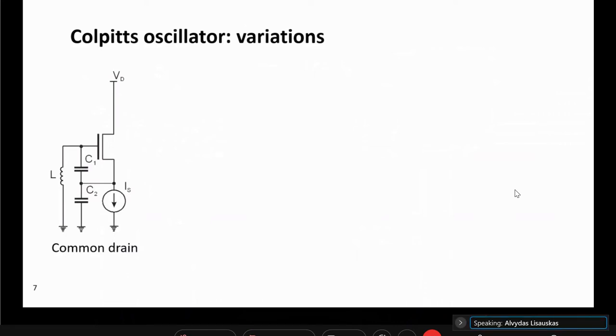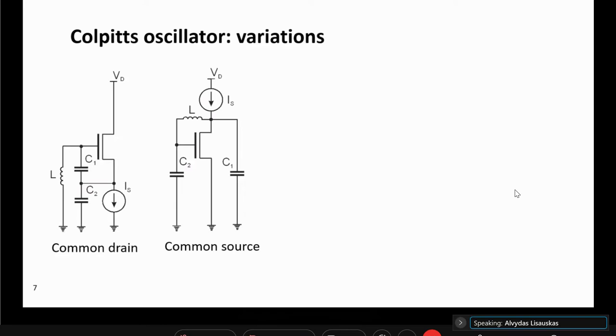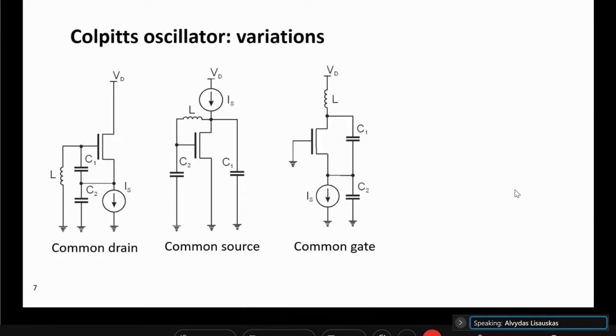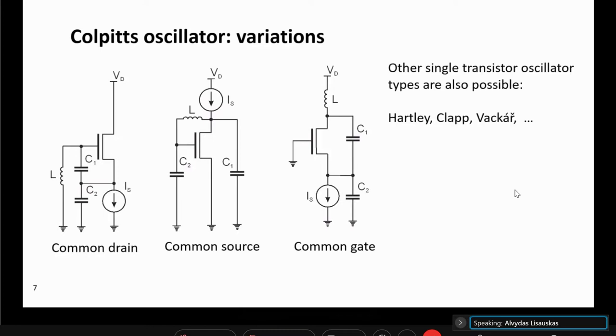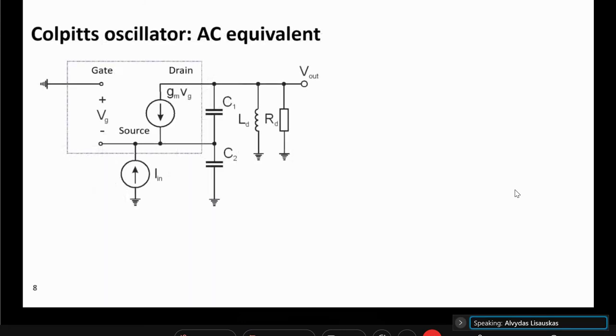So Colpitts is a single transistor oscillator, and the point is that if we have a perturbation here, so you know, a single transistor can be used as an amplifier in different configurations, for example, common drain, common source, or common gate configuration. The most important thing is that you have one inductor and two capacitors, and with that you can create really a positive feedback loop. And there are actually different configurations like Hartley, Clapp, and Wacker in addition to Colpitts.